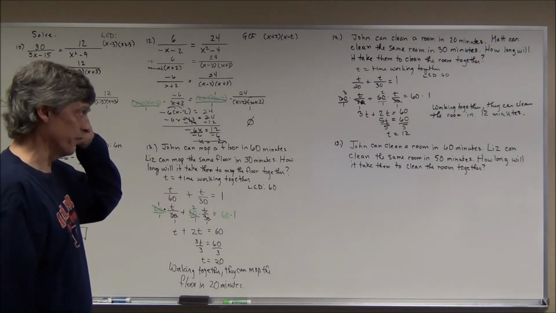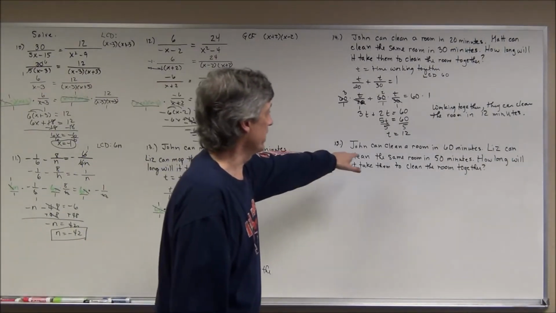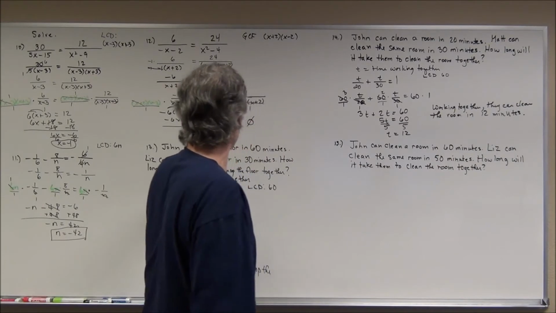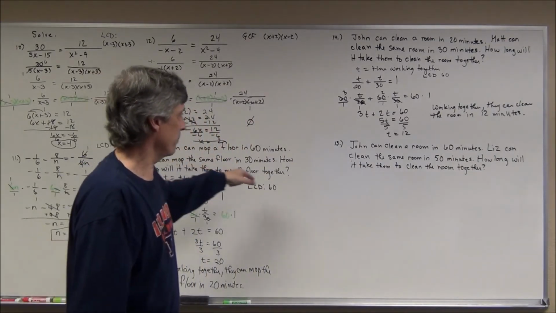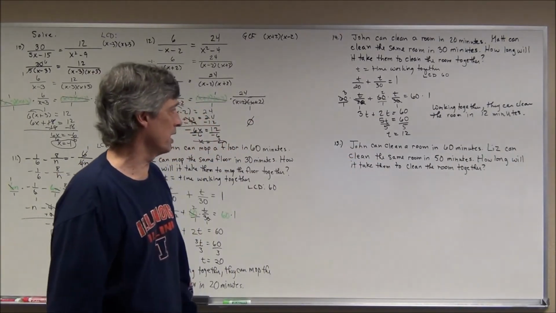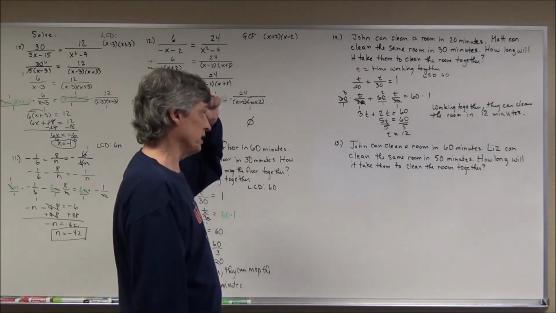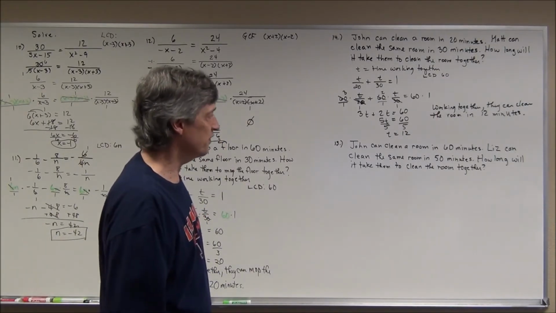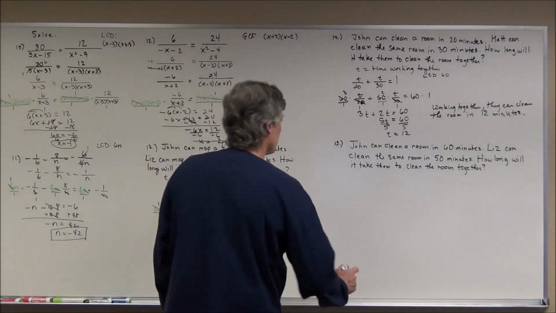Very similar problem. In fact, the first time I wrote it down, it was John and 60 and Liz, and I thought, oh, they wrote down the same problem. But in this case, this was mopping and this is cleaning, and Liz has a different time. So John can clean the room in 60 minutes. Liz can clean the same room in 50 minutes. How long will it take them to clean the room together?